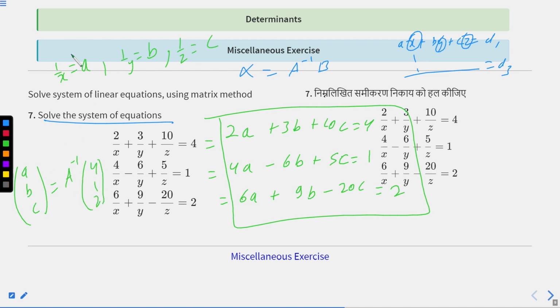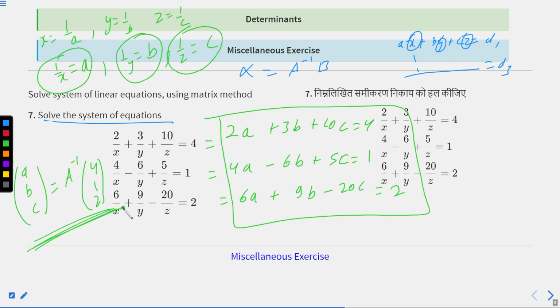If you get A, B, C, then you can put your A, B values here, and from here you can get your x, y, z values, as x will be 1 by A, y will be 1 by B, and z will be 1 by C. And A, B, C will be coming from this thing. Okay, I hope that you can do it very easily. I'm not going to solve it for you, I provided the method, so I hope that you can do it. The main thing was to change this system in this following manner.